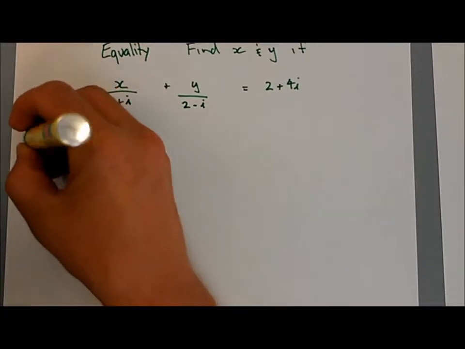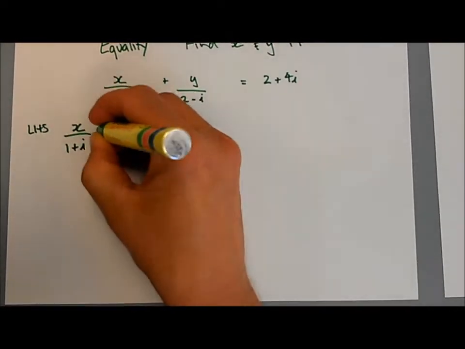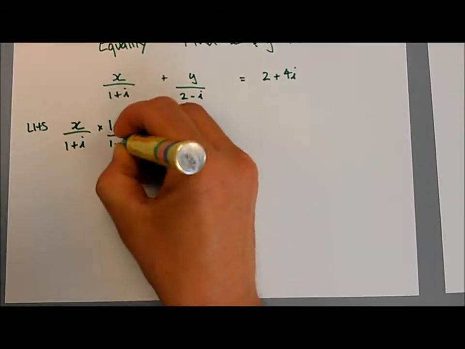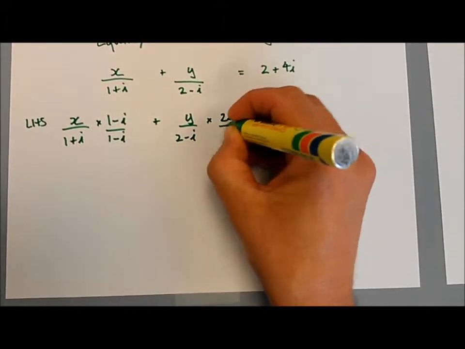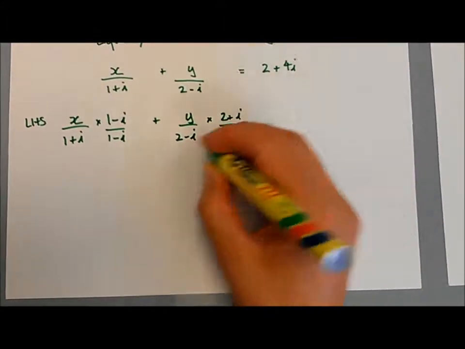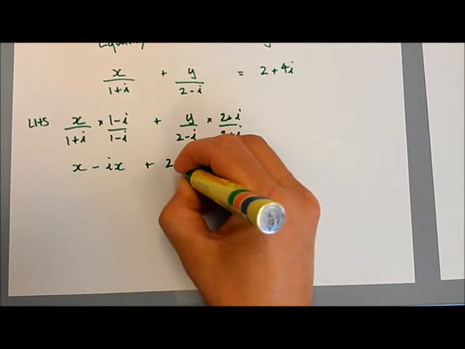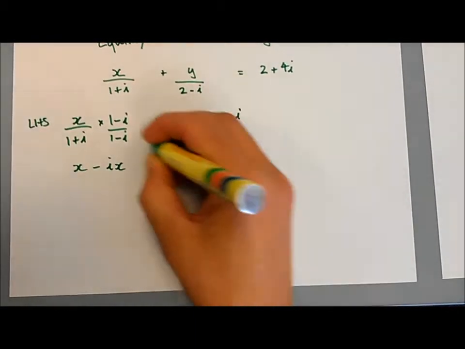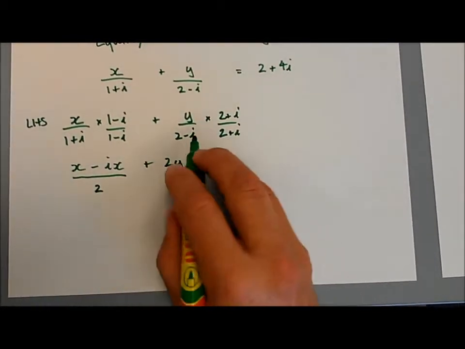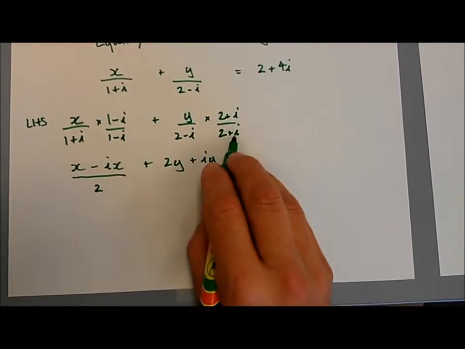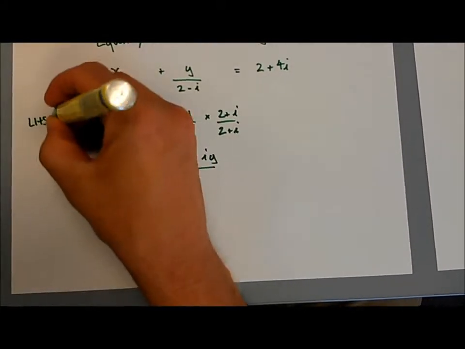What I'm going to do is work on the left hand side first. I'm going to realise the denominators, so I'm going to multiply by the conjugates. That's going to give me x minus ix plus 2y plus iy. This one's going to be over a squared plus b squared, and 1 plus 1 is 2. This one's going to be over a squared plus b squared, and 4 plus 1 is 5. So the left hand side is equal to this.